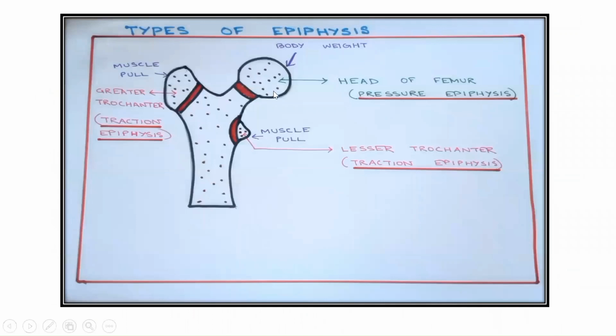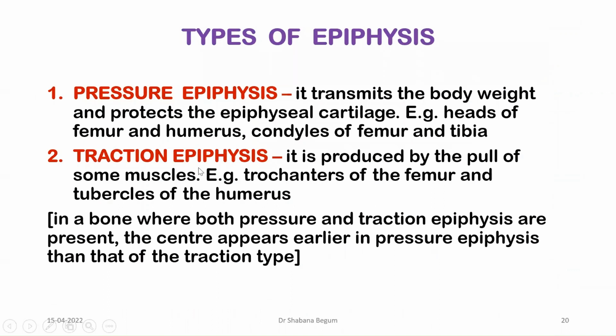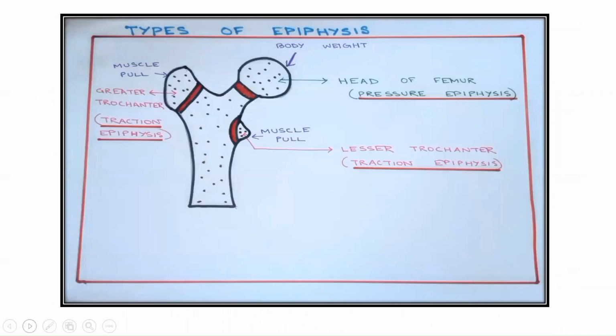So this is the head of the femur. It is a pressure epiphysis. This red color region is the epiphyseal cartilage, which is separating the head from the shaft or diaphysis. Next is traction epiphysis. Traction epiphysis is produced by the pull of some muscle. For example, trochanter of the femur and the tubercles of the humerus.